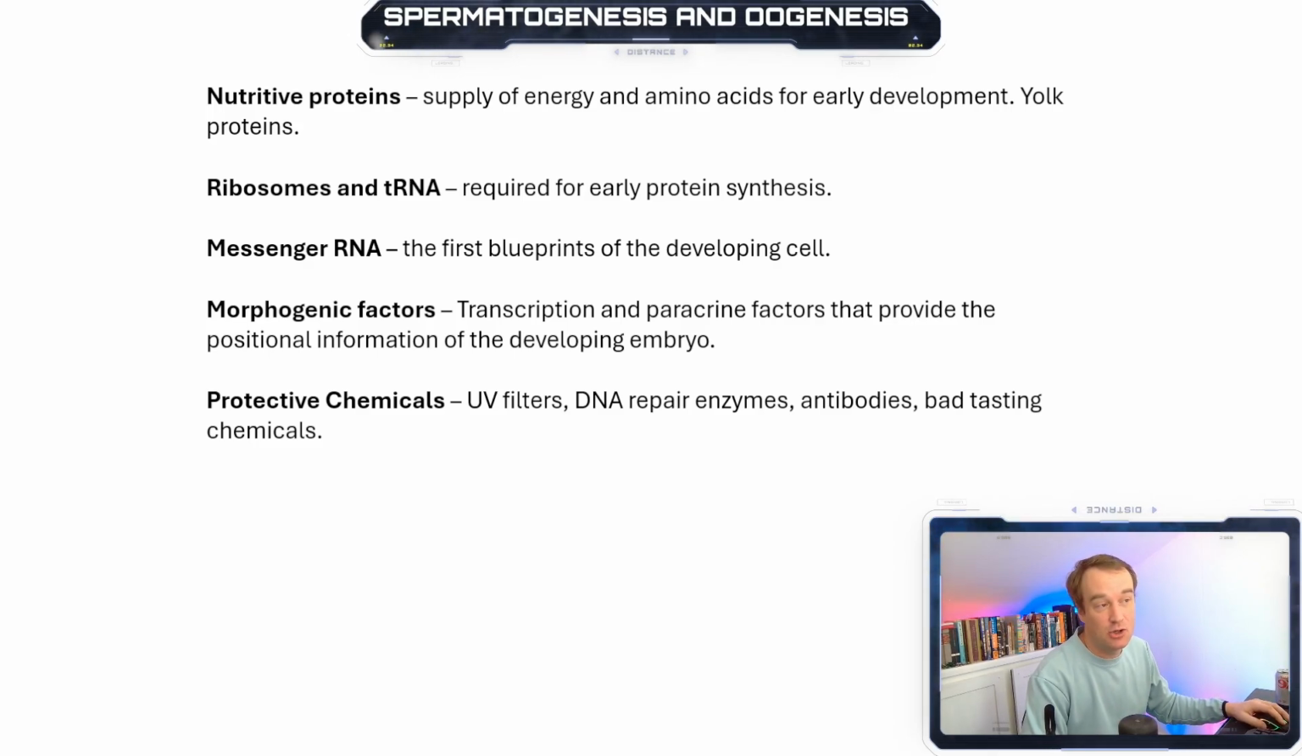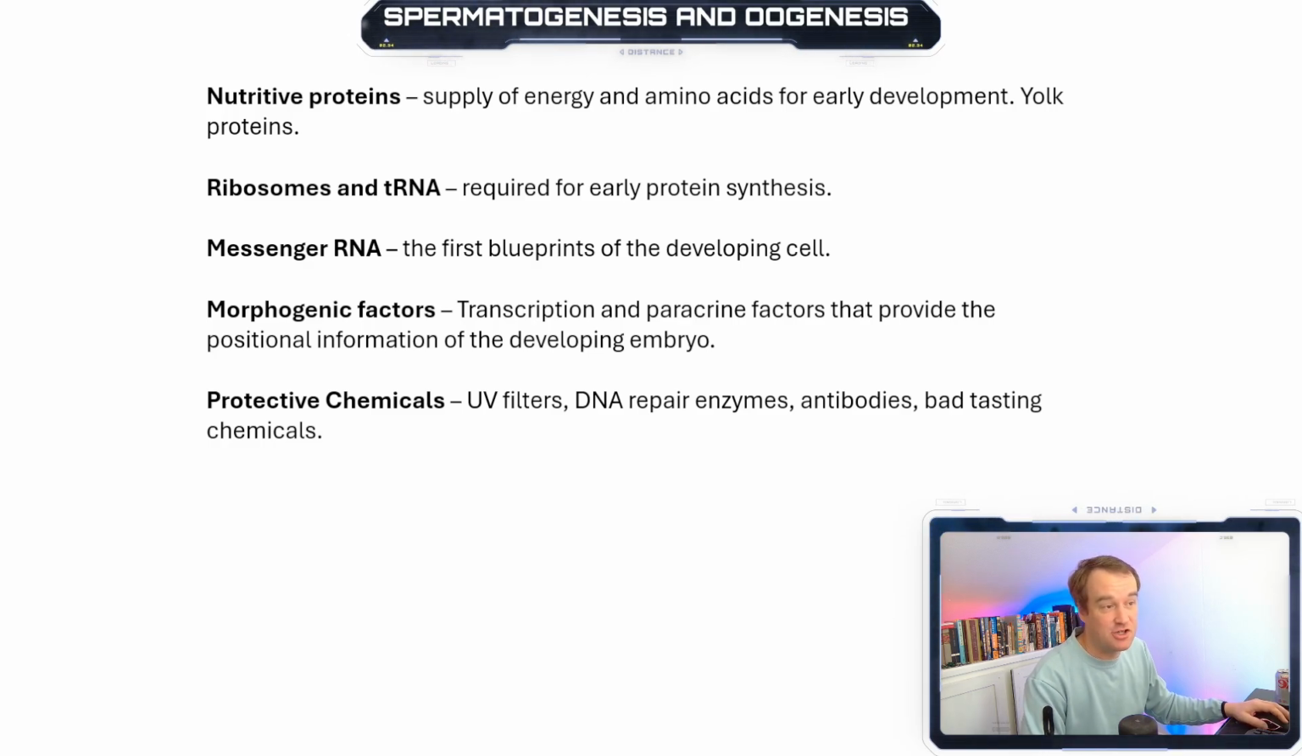Ribosomes and tRNA. So as soon as those genes or those chromosomes come together, you've got to start using that information to start building your new person or new embryo. So you need ribosomes and tRNA to actually carry out the creation of these new proteins in this new cell. Messenger RNA, first blueprints of the developing cell.